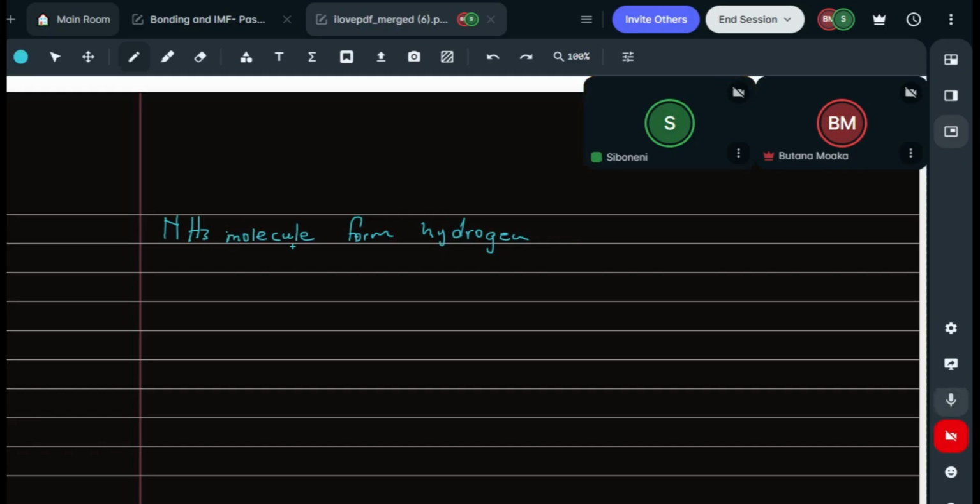So we say that the NH3 molecules form hydrogen bonds. Do you know why I'm writing this down? I'm trying to train you also on how to put your answer. So the NH3 molecules form hydrogen bonds, which are strong. They are stronger than the London forces between the BH3 molecules.